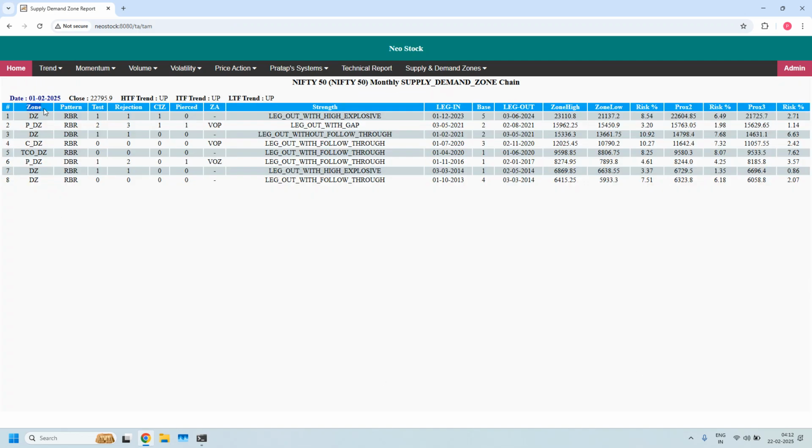Always look into zone column to find the high liquidity zones, and look into the pierced column to find the pierced zones, and also look into the LTF trend to find the trend of the current time frame you have selected. Same rules you can apply to the remaining supply demand zone chain reports.